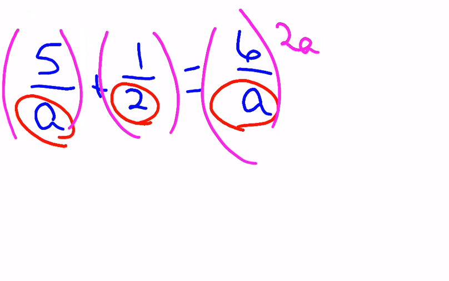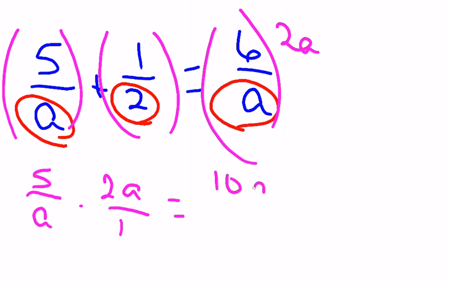So what does that look like? You might need some scratch paper to do this, but we have 5 over a times 2a over 1. And remember, we multiply straight across. So 5 times 2a is 10a, a times 1 is a, and then we always have to reduce our fractions. So we notice that the a's divide out, so we're left with just 10. Okay, we do this for every single term.